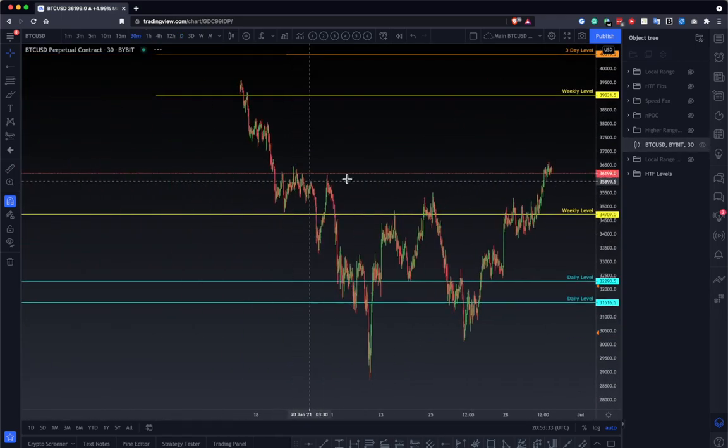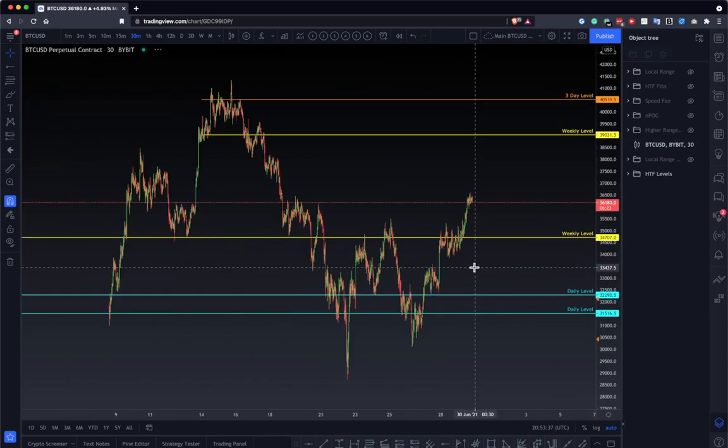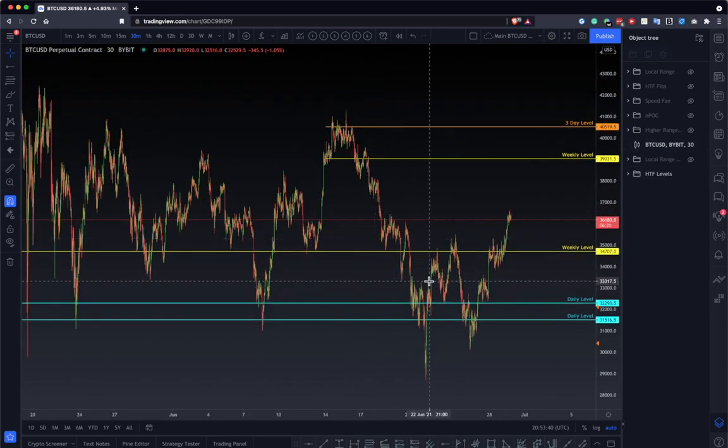Let's go into the medium time frame. So now we have the local time frame. So still we are in the range. We are range bound.